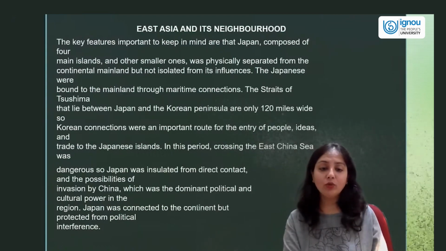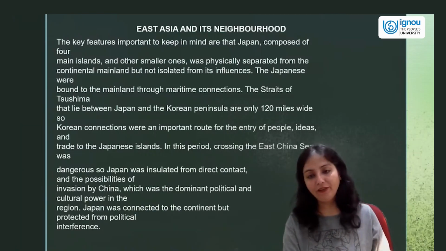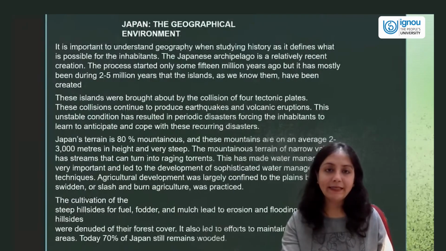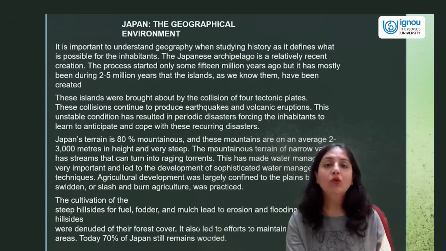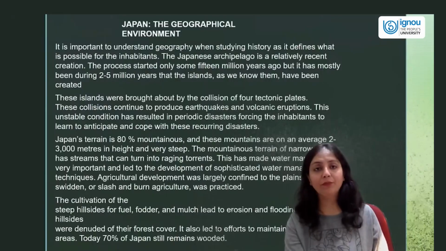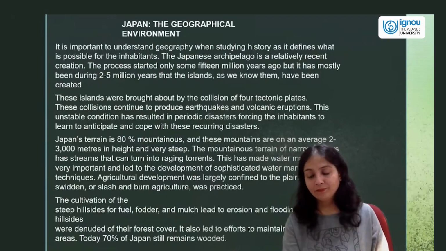Japan was connected to the continent but protected from political interference. Okay, next one is Japan. And what was the geographical environment? What was the geographical condition of that particular area? That is, we are talking about Japan.